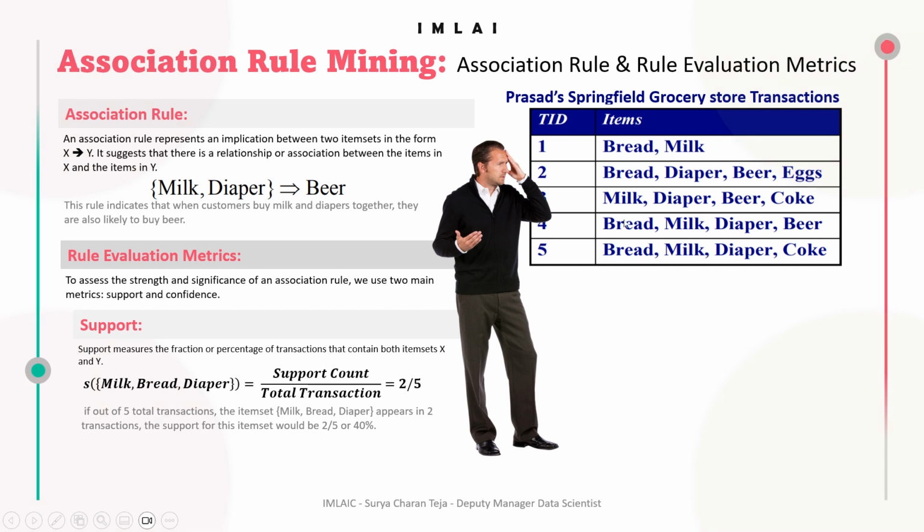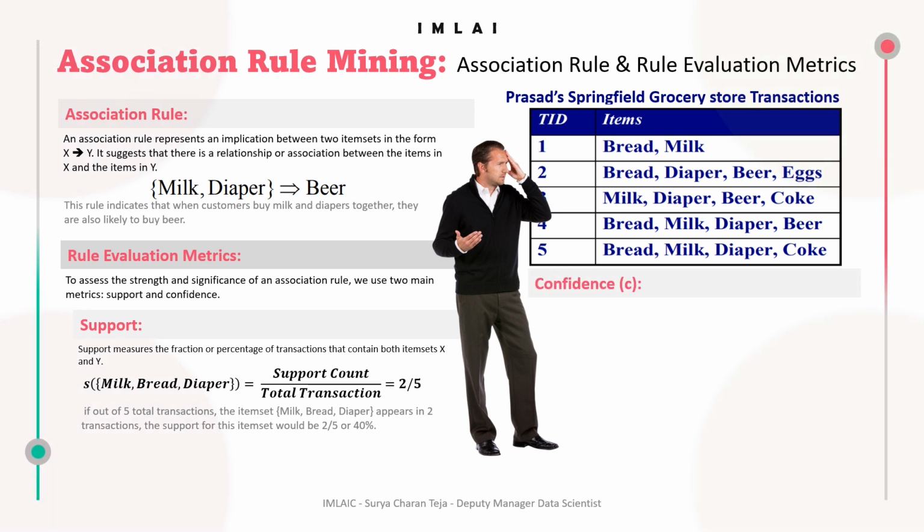So you have the 2 transactions out of 5 transactions. Bread, milk, diaper has appeared in 2 transactions out of a total of 5 transactions. That is the reason the support of the item set milk, bread, diaper is equal to 2 divided by 5, or 40 percent. So what's next?